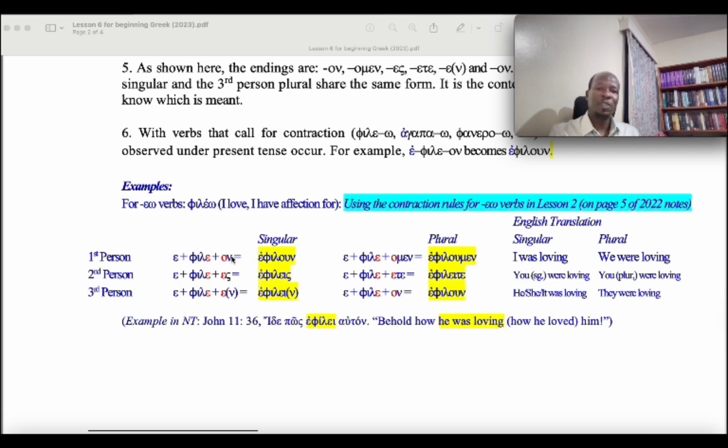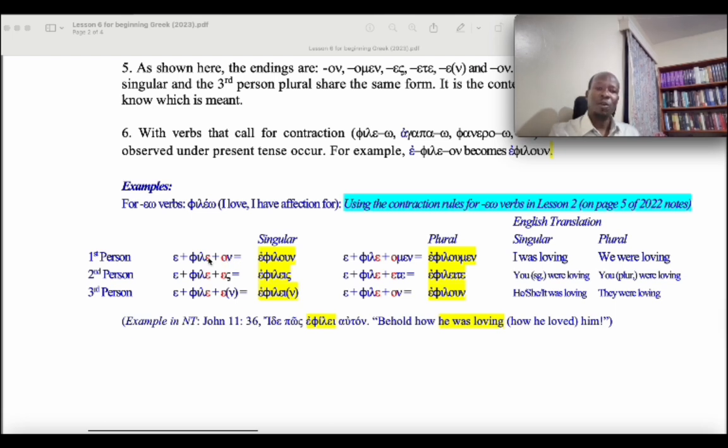The first person singular ending is on. So what is the result? Epsilon plus phile plus on. You see the red letters here: this is epsilon and this is omicron. What is going on here?